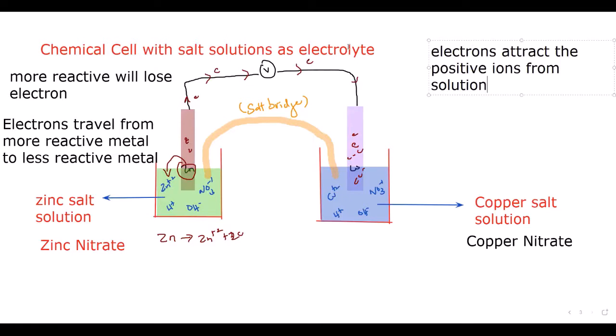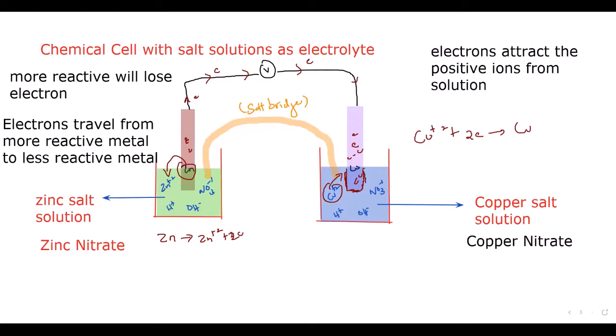And because copper is a less reactive positive ion, this copper ion will move towards the electrode, and the copper ion will take electrons and turn into a copper atom. As it turns into a copper atom, it will stick to the copper electrode. So the size of the copper will increase and the size of the zinc will decrease.